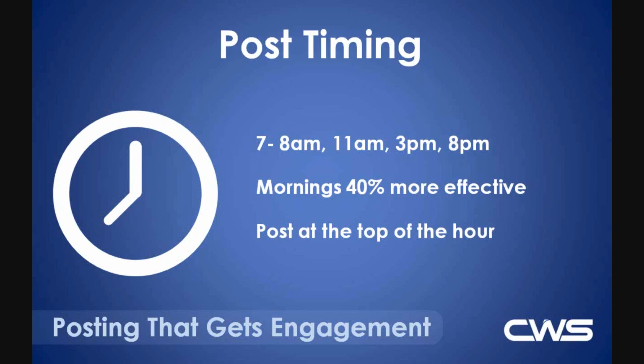So 7 to 8 a.m. in the morning, 11 a.m., 3 p.m., and 3 p.m. is actually a really good time on Facebook, and 8 in the evening. Typically, mornings overall can be about 40% more effective, and when you post at the top of the hour, it's more effective than any other time. And when you think about this, people typically are coming out of meetings, so they're going to go check their Facebook real quick.